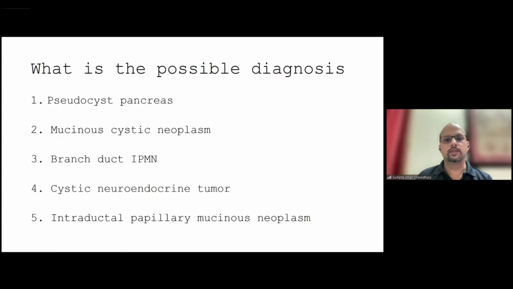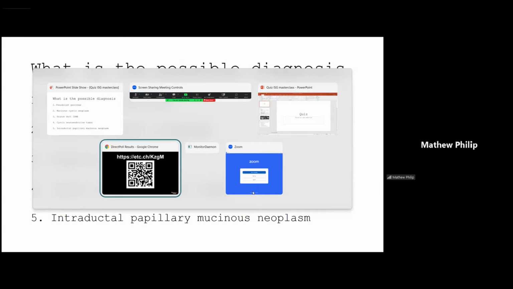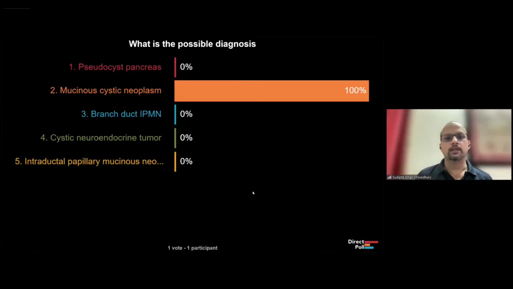So now the question that we have is, what is the possible diagnosis here? Are we dealing with a pseudocyst, a mucinous cystic neoplasm, a branch duct IPMN, or a cystic degeneration of a neuroendocrine tumor, or maybe even an intraductal papillary mucinous neoplasm? Now, this will be open for voting. Can we have the poll now? Okay. So everyone says it's a mucinous cystic neoplasm. Let's see how it goes.